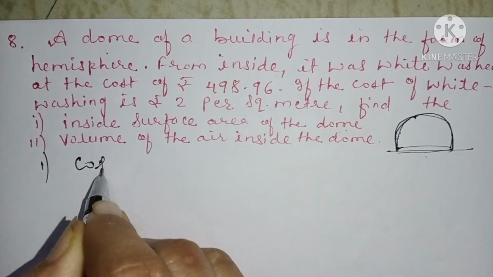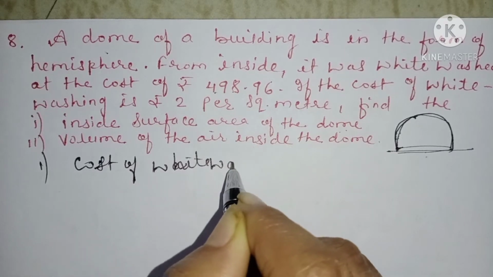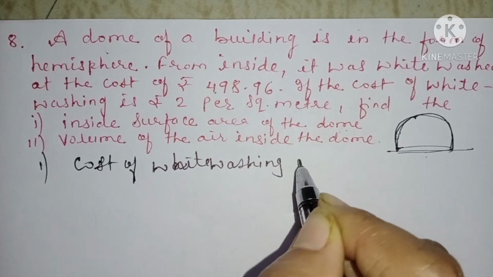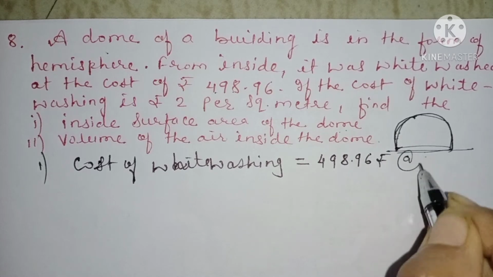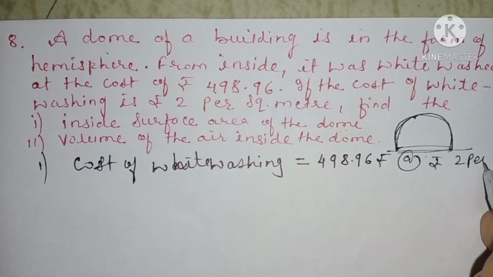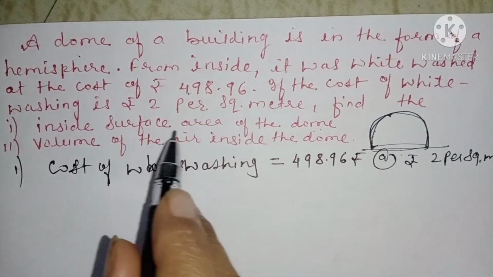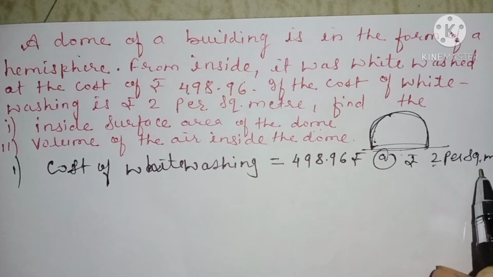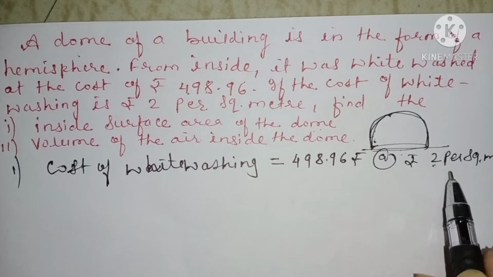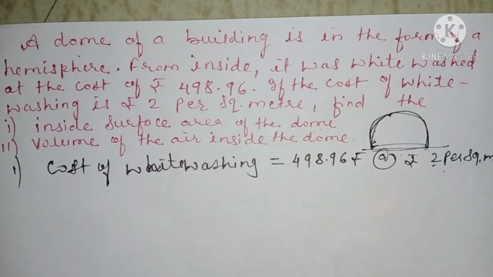What is given? Cost of whitewashing is equal to 498.96 rupees at the rate of rupees 2 per square meter. All right. Now, what is asked? Inside surface area. See, if surface area and the rate per square meter are given, how do we calculate the cost of whitewashing? Of course by multiplying, right? If the inside surface area and the rate were given, we multiply to get the cost of whitewashing. Now here we have to reverse it a little.